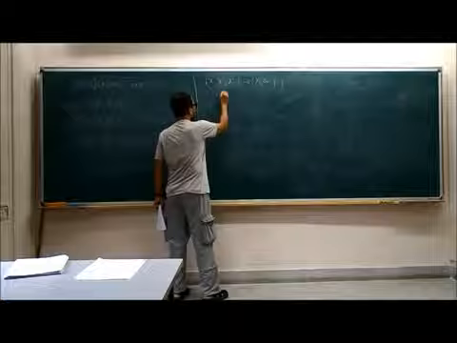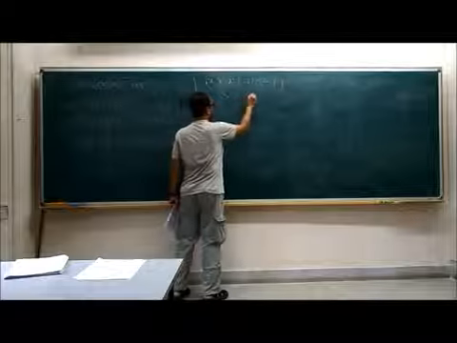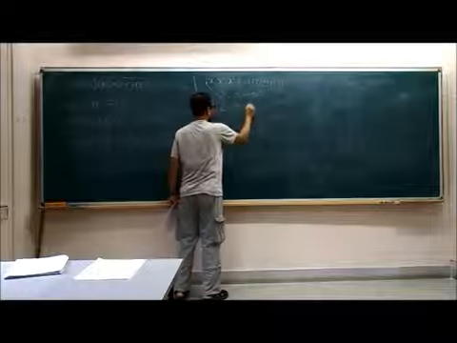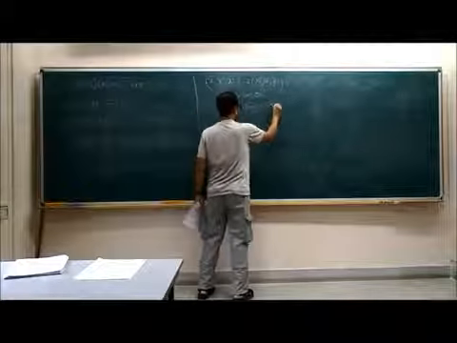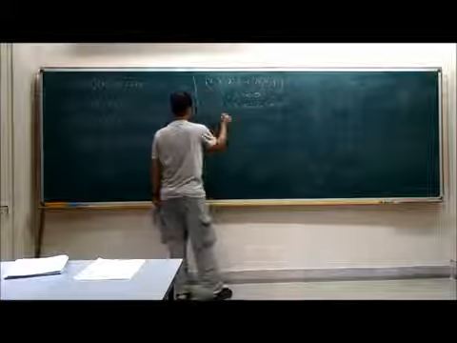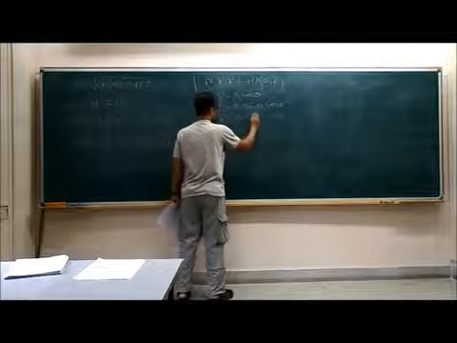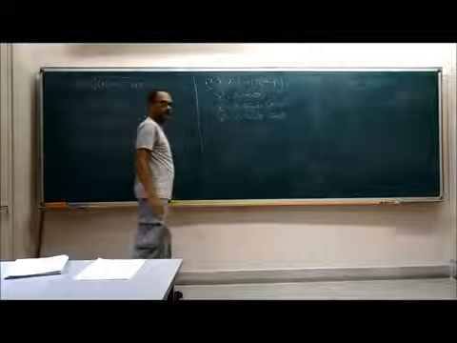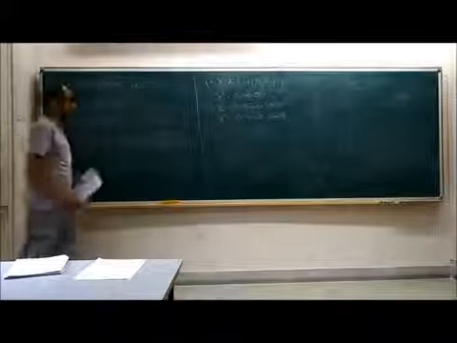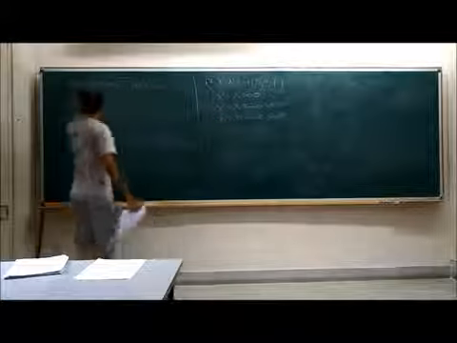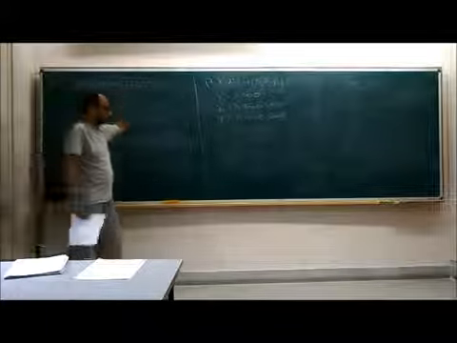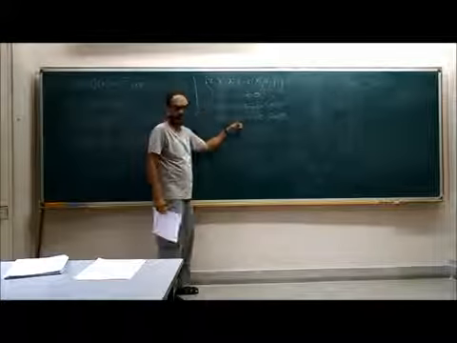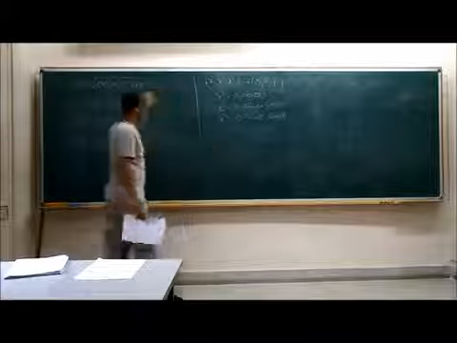So, x3 is r cos theta, x1 is r sin theta cos phi, and x2 is r sin theta sin phi. This r is the same as this r. Right? Because if you use this definition and calculate x1 square plus x2 square plus x3 square, you get exactly r square. Okay, so this r is the same as this r.